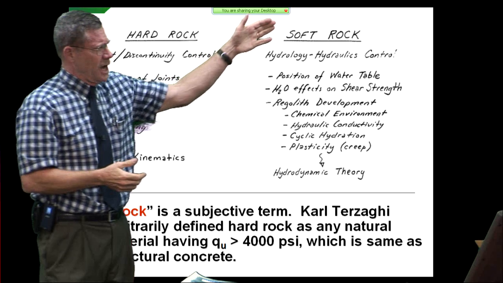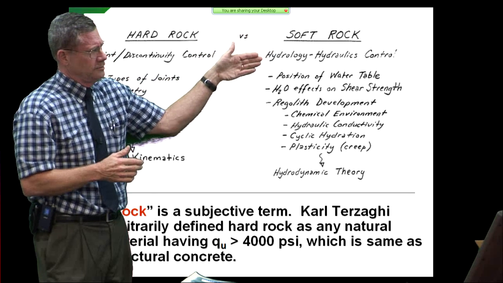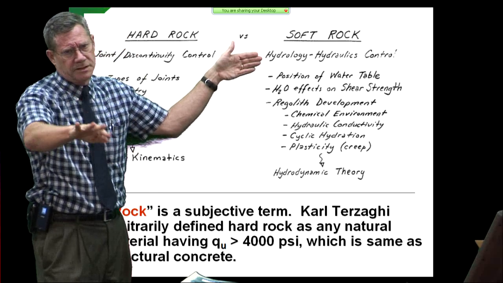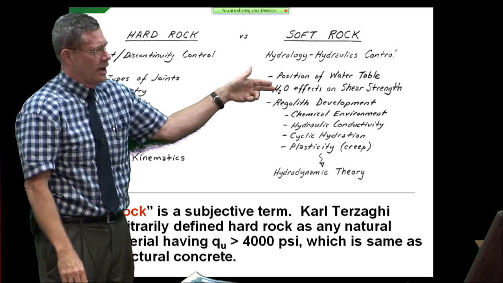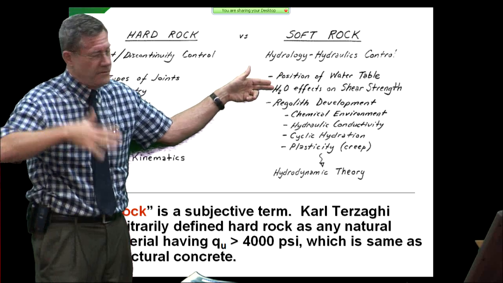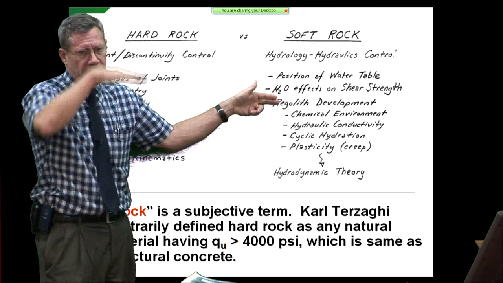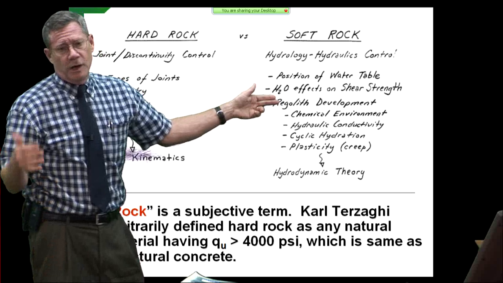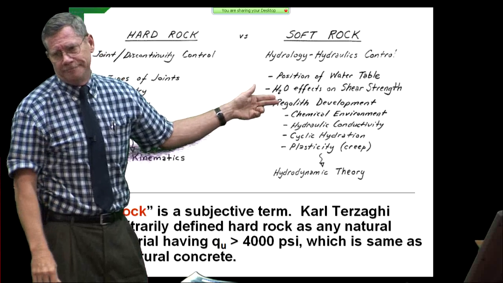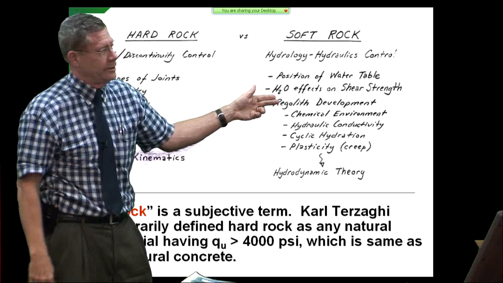And so here, in softer rock materials, hydrology and hydraulics control the shape of the slope morphology. Things like the position of the water table, the water effects on shear strength, affect slope stability. Regolith development, that's what's happening in the weathered zone. Around here, the weathered zone can be anywhere from 40 to 300 feet down, because we're on the oldest erosional surface in North America here in the Ozarks.